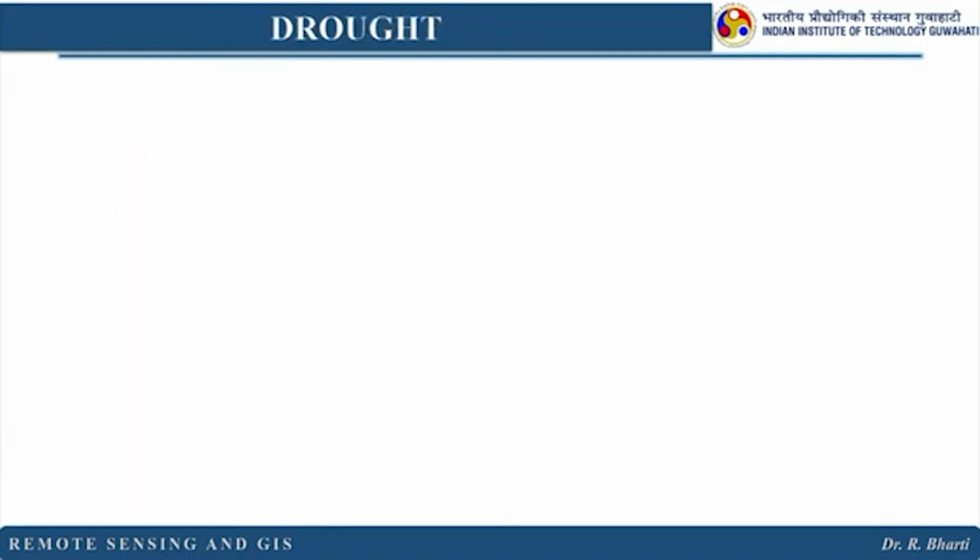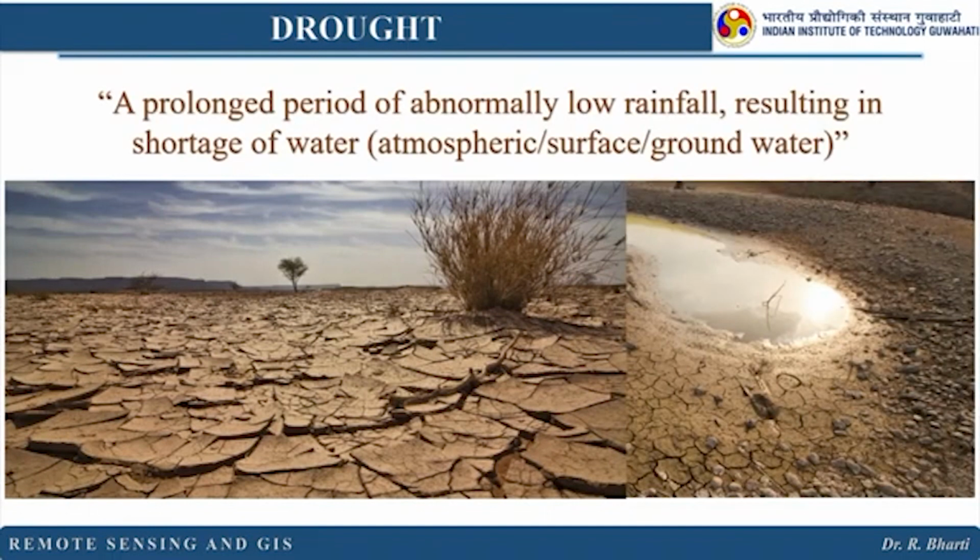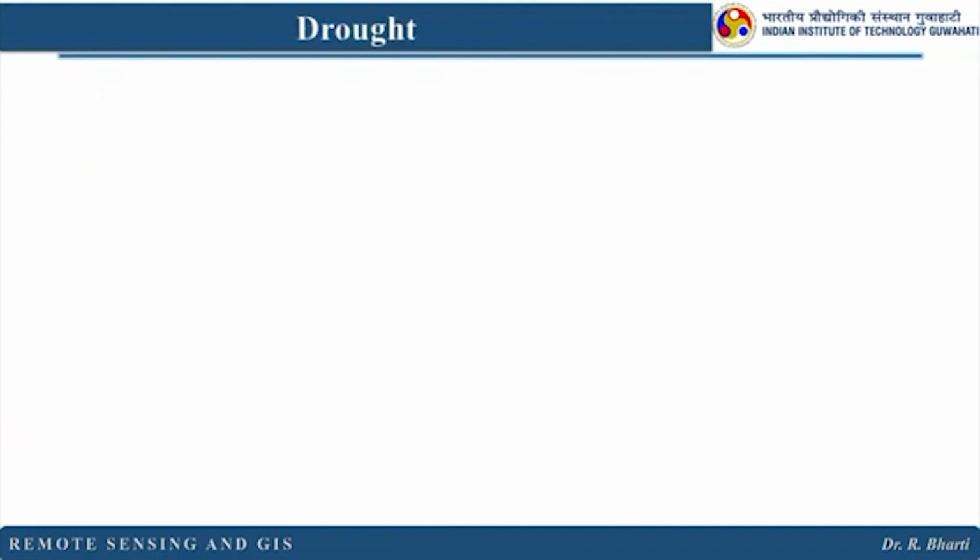The next natural hazard is drought. As we know, drought is a prolonged period of abnormally low rainfall resulting in shortage of water, that may be atmospheric, surface or groundwater, right. So it can be any of these three.